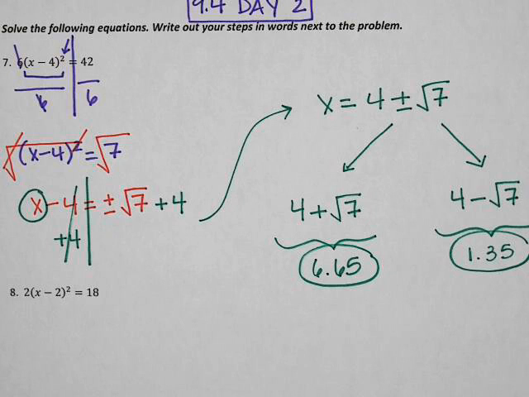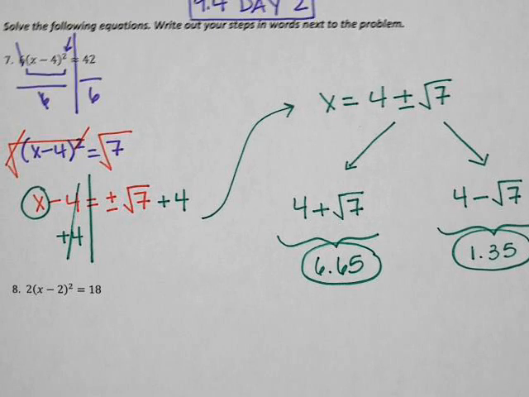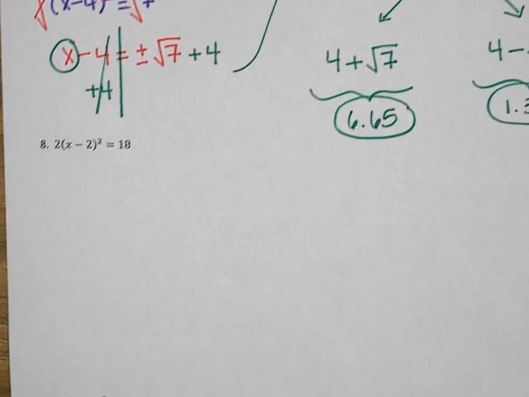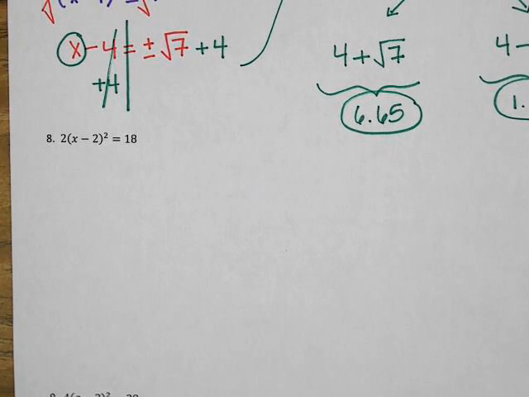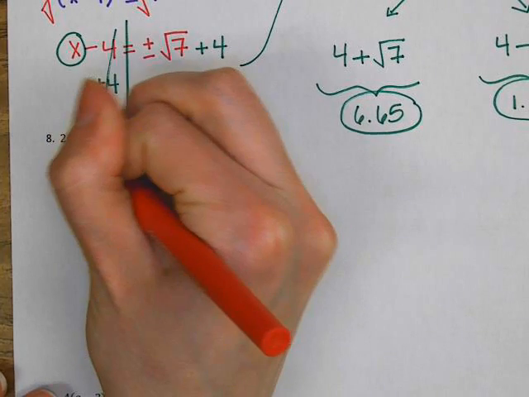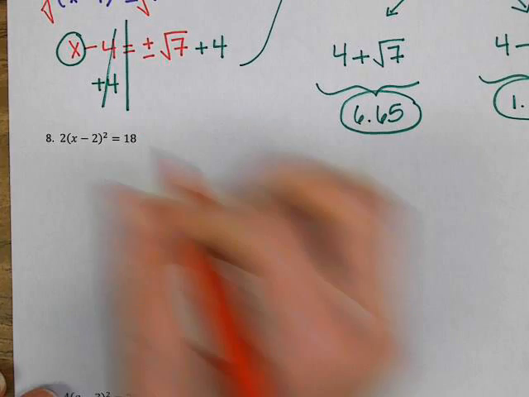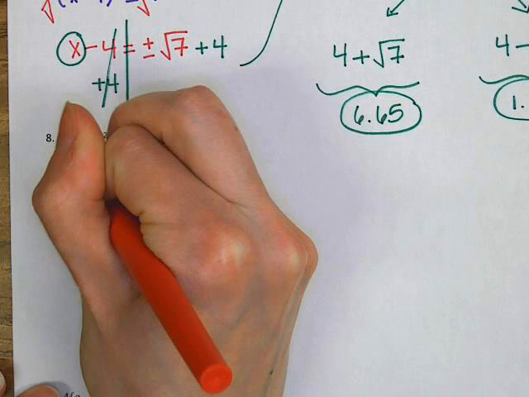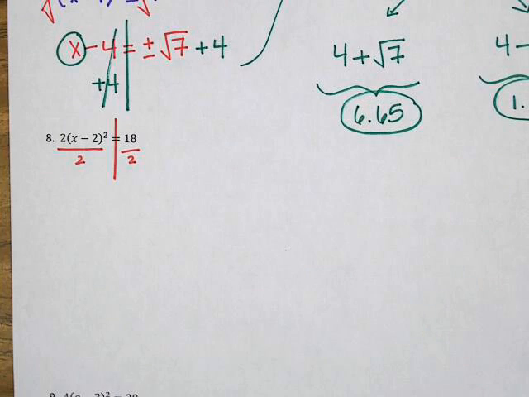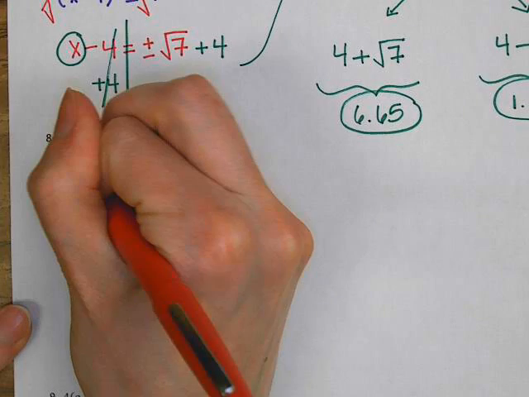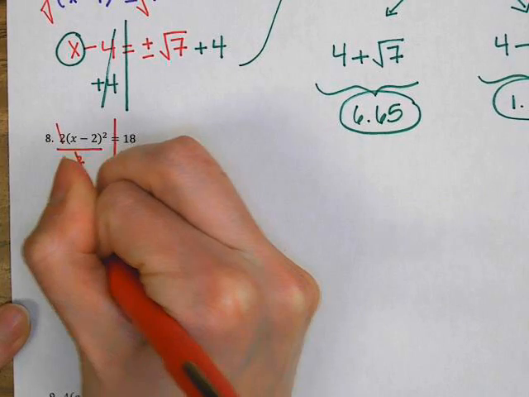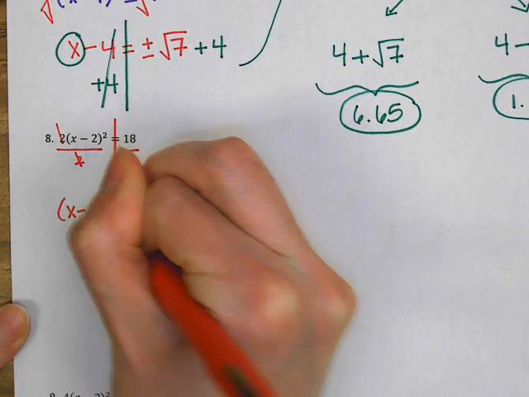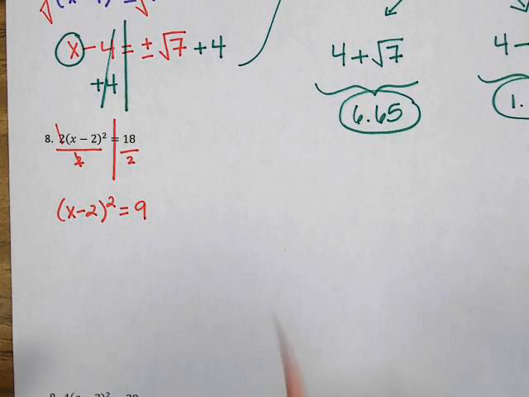Okay. Let's try number 8. I promise these are going to make more sense as we do more. Okay, so same thing on number 8. You cannot distribute in. So guess how we're going to get rid of this 2? We're going to divide by it. Divide both sides by 2. Okay, let's see what happens. We're left with (x minus 2) squared equals 9.